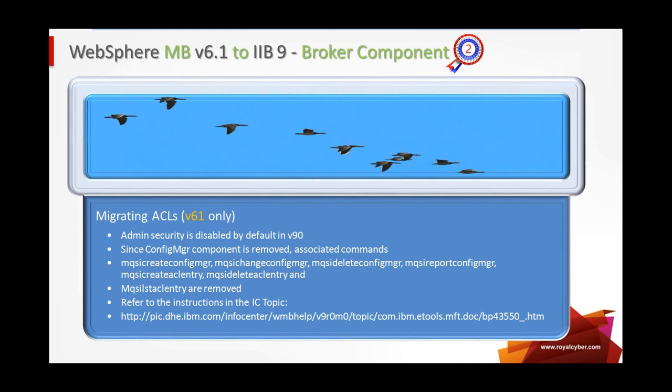And apart from that, since there is no configuration manager in IIB 9, and we have seen there are lots of commands related to the configuration manager in version 6.1, these commands won't be available and you cannot use them. Again, if you want to get your ACL entries from your old broker, you can use the mqsilistaclentries command to know what your ACL entries are, and according to that you can apply that security in the newer broker according to the new security mechanism.